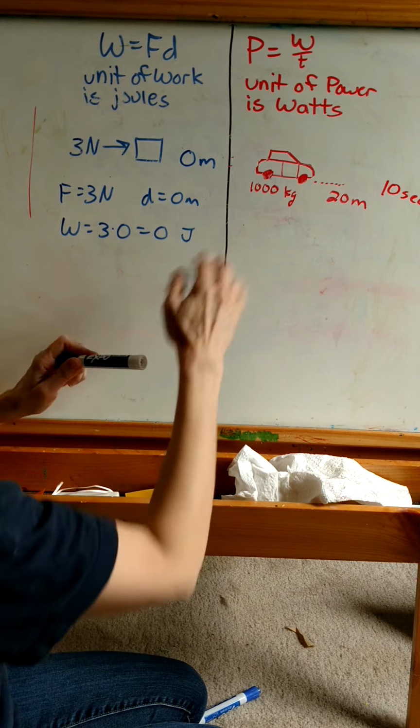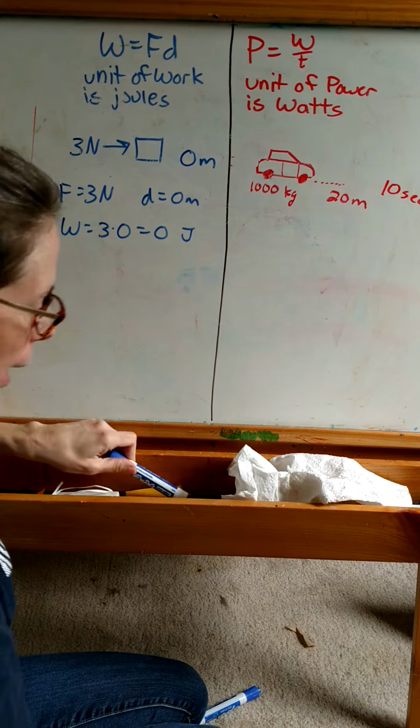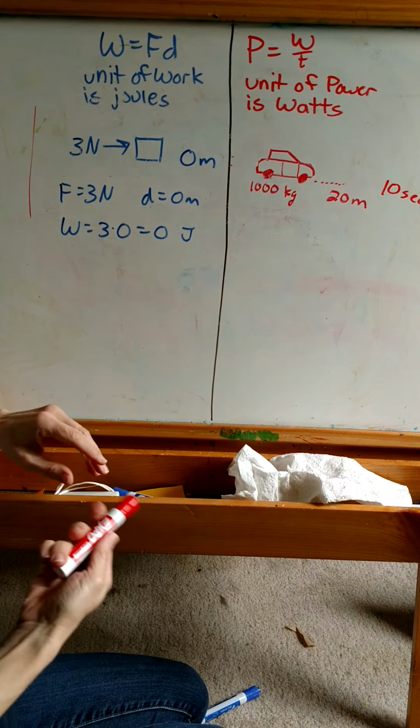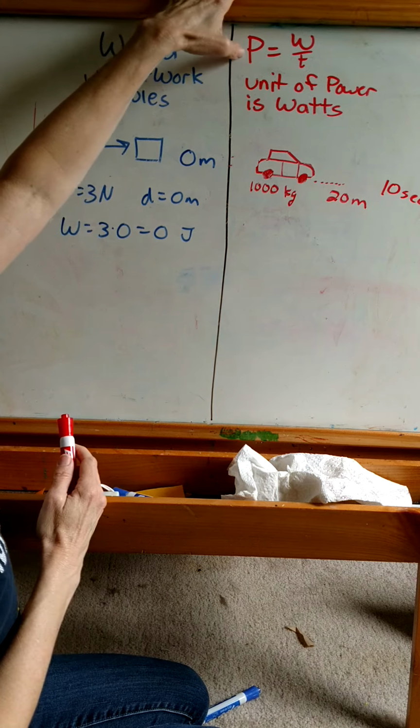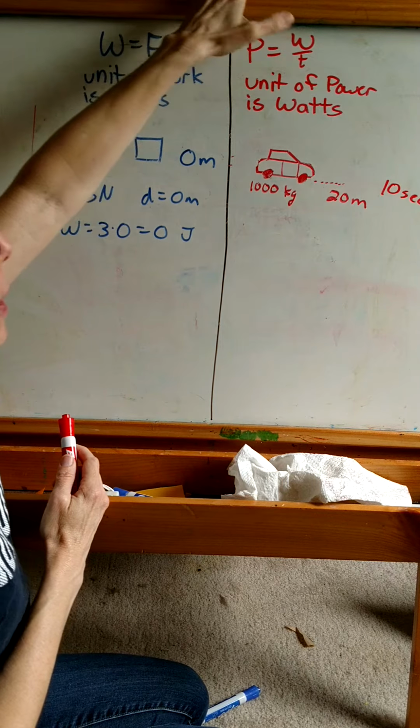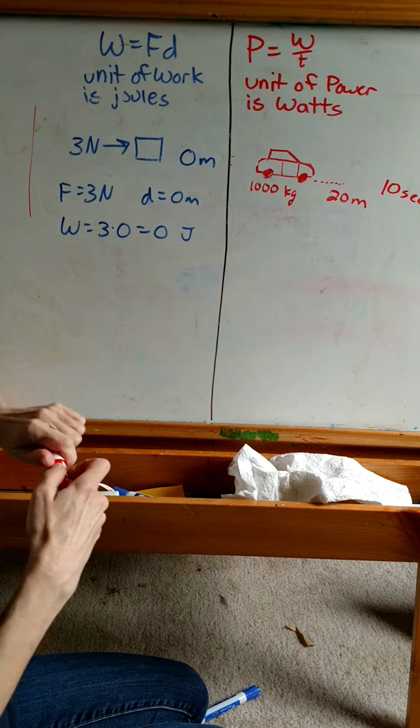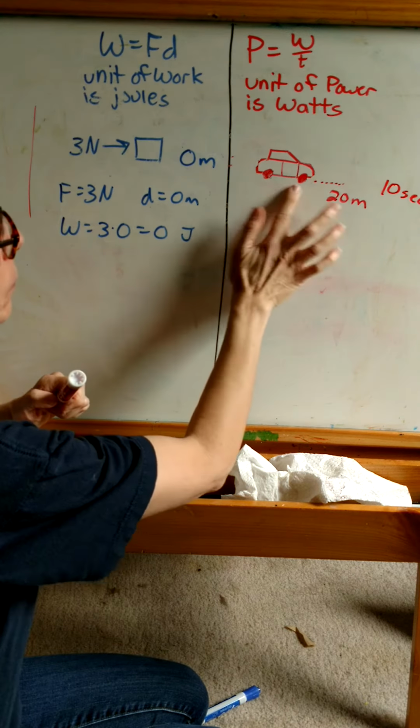Let's move over here and let's talk about power. Power is a measurement of how quickly you can do work. The formula is power equals work divided by time, and the unit of power is watts.